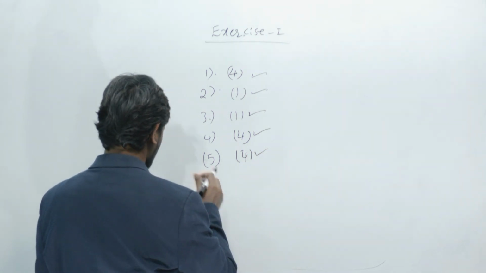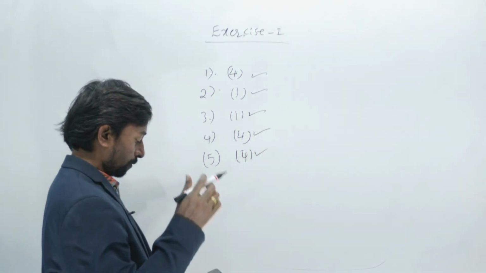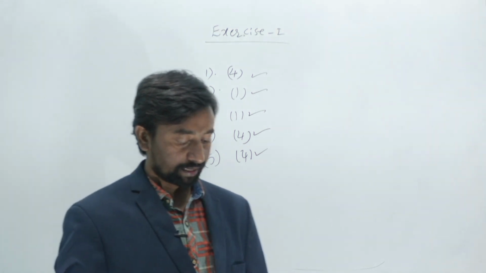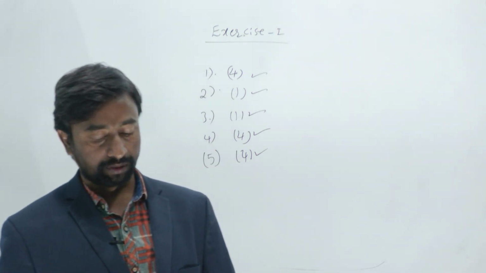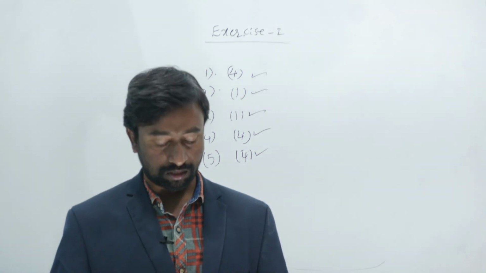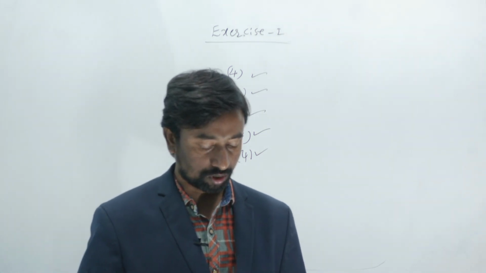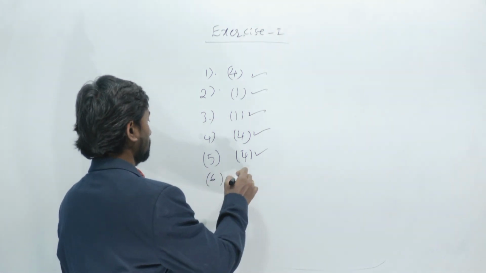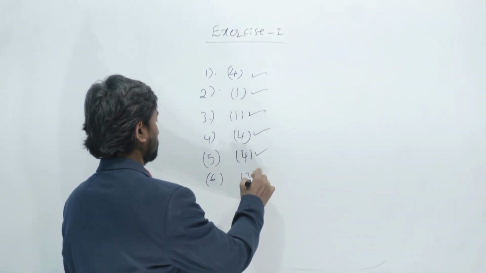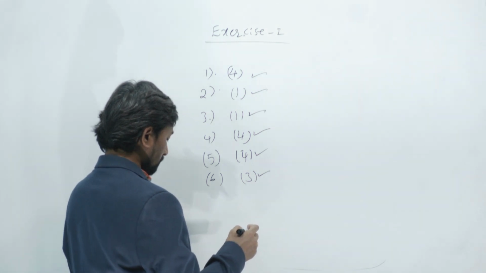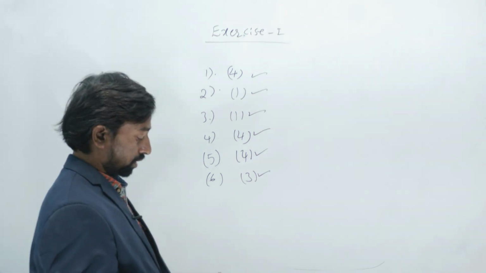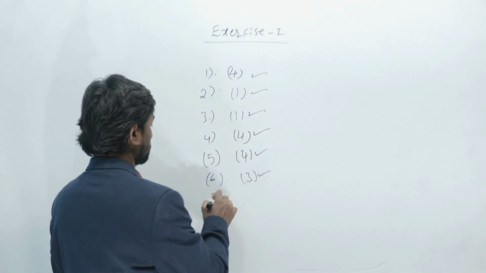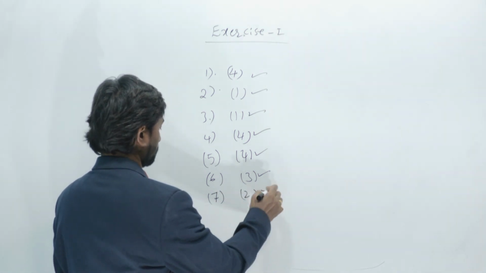And the sixth one is: a body at rest cannot have. At rest means velocity will be 0. It does not have kinetic energy or momentum, both will be 0. Option 3 there. The product of mass and velocity of a body is called its linear momentum. So the seventh one is option 2.